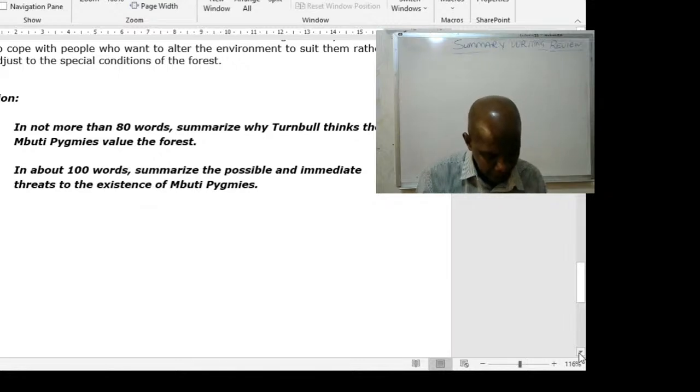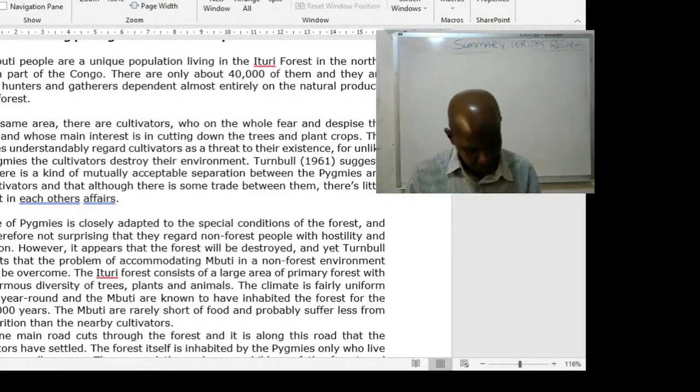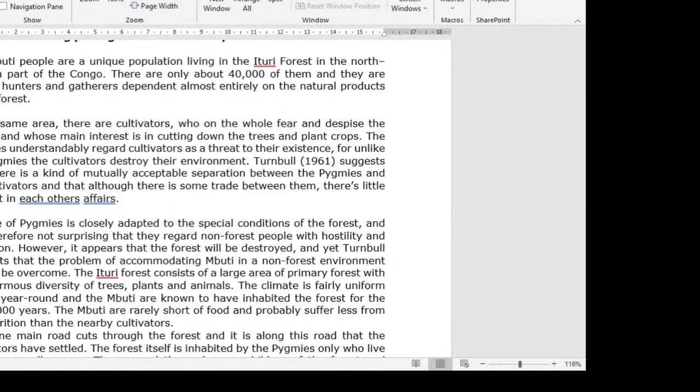Well, here we have to look now for sections which we'll highlight in the passage. Where is the value of the forest shown? I can give you a few ideas. When you go to the first paragraph, there is that part where it says the hunters and gatherers are dependent almost entirely on the natural products of the forest. Hunters and gatherers are almost depending on the natural products of the forest. That is a key point you need to note or think about.